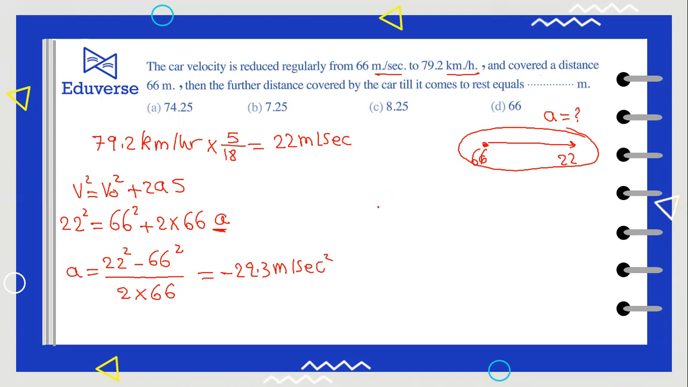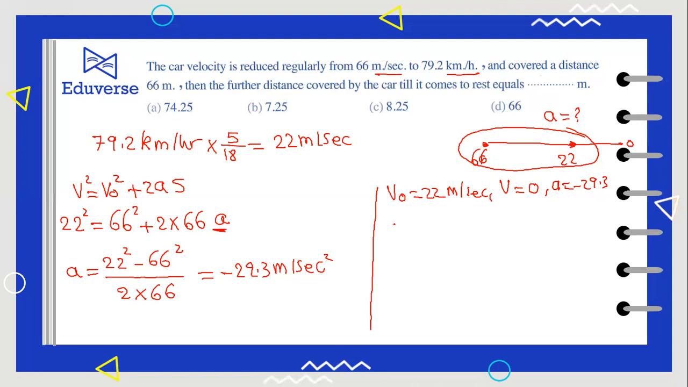Here, I found the acceleration. Now I can find the distance to reach rest. I said that in a new motion, the V node is 22, the last one here; I will start with it in the second motion to reach 0. V node will be 22 meter per second, and the terminal velocity will be 0, and the acceleration is negative 29.3. I want to find the distance.